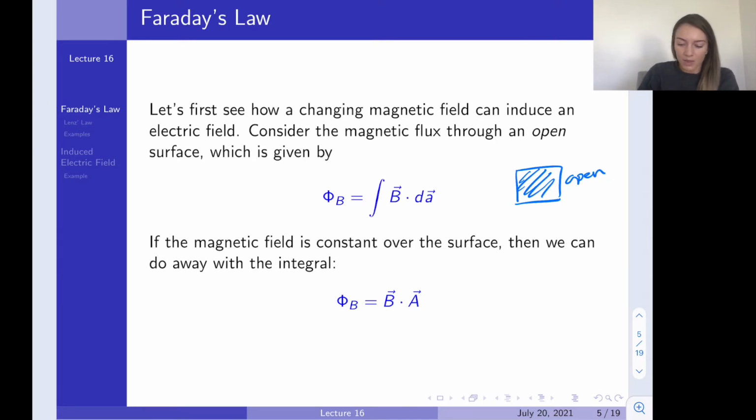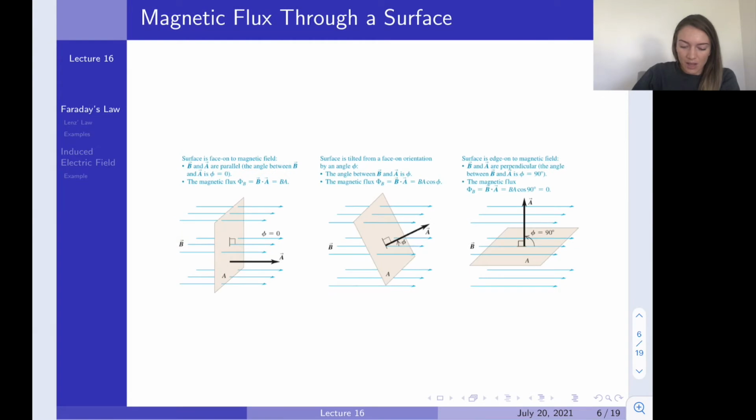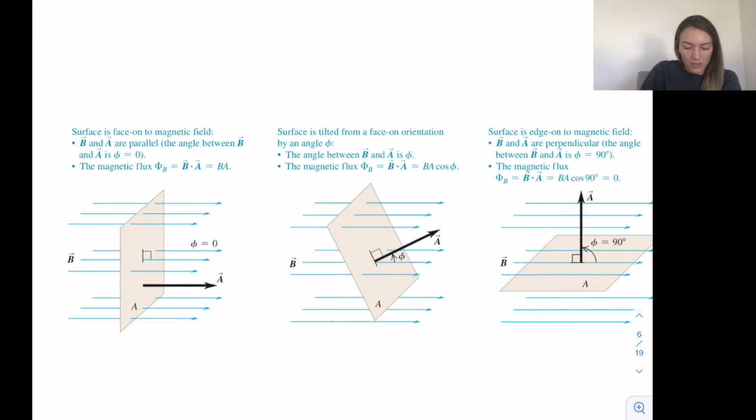If the magnetic field is constant over this open surface, we can just dot the two into each other. We don't have to take an integral because everything's constant. So we'll just dot the magnetic field into the area. And then here we just have some pictures. If we have our flat sheet, our open surface, and the magnetic field is constant through this sheet, the angle between the area vector and the magnetic field is 0. So our flux will just be B times A, right? There's no cosine for our dot product, so it's just the magnitudes multiplied together.